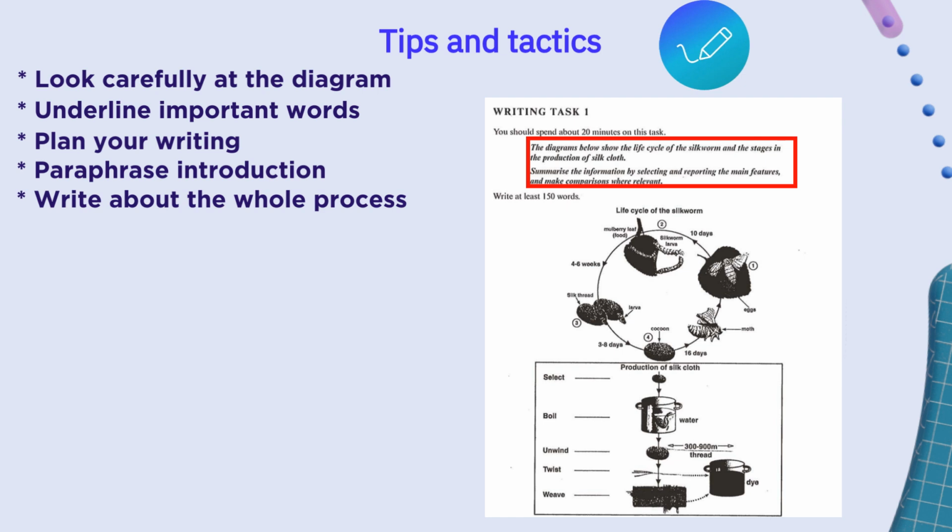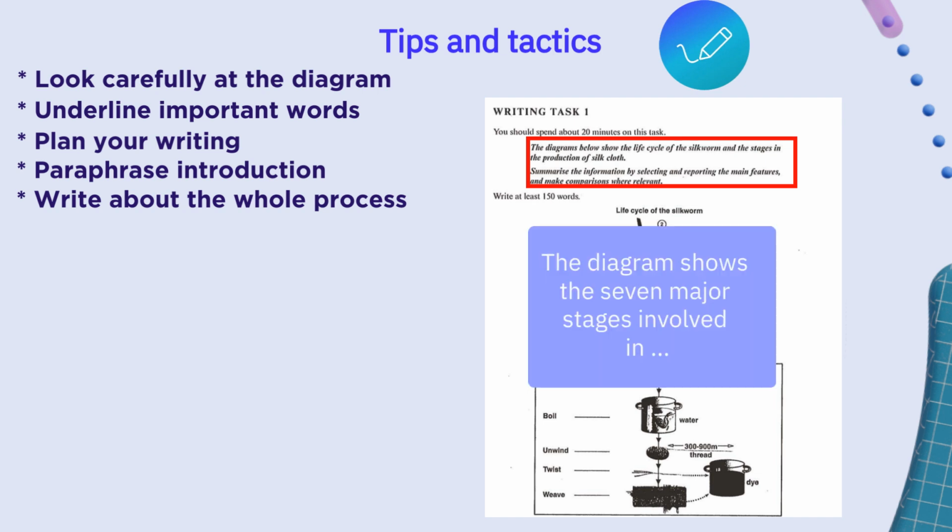For example, write about the number of steps and the beginning and ending of the process. Don't go into detail, just write about the whole process. For example, the diagram shows the 7 major stages involved in.